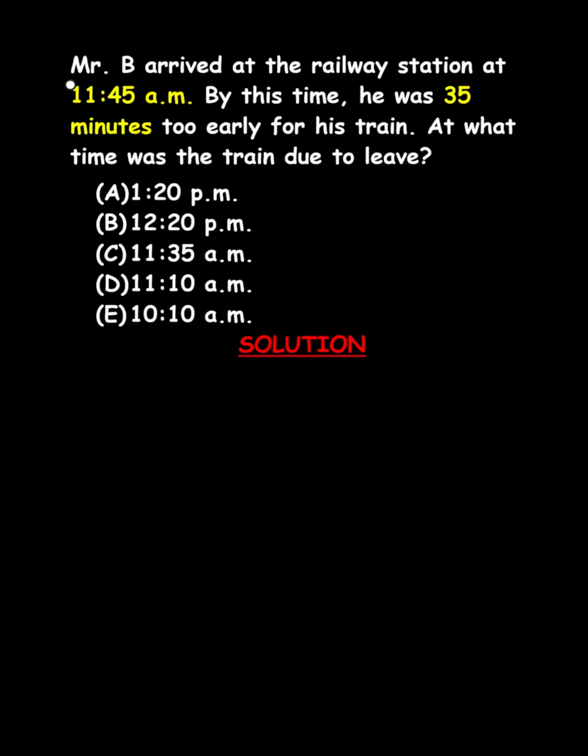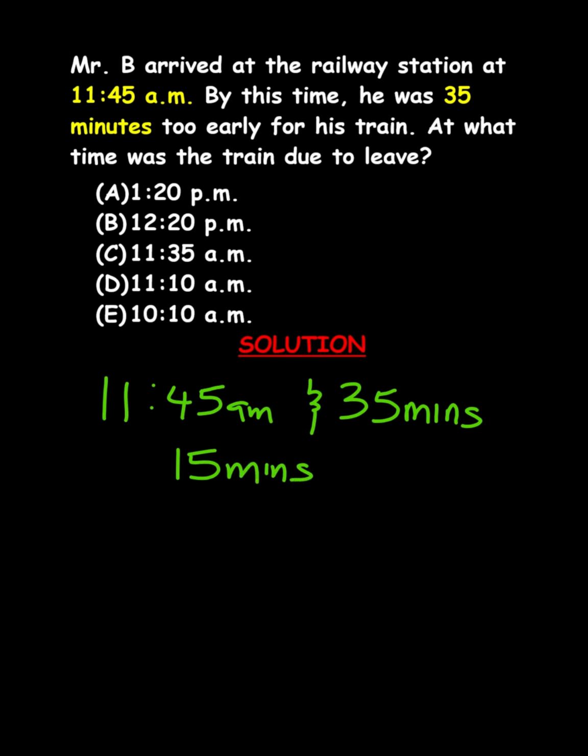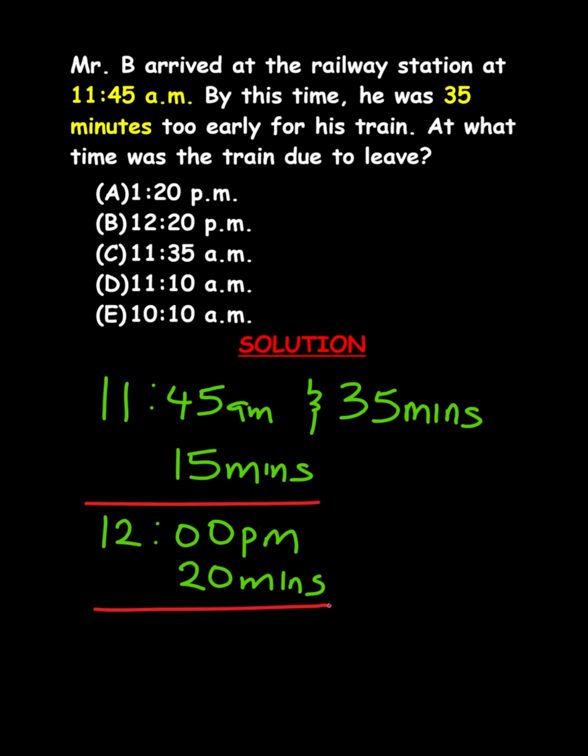Solution. If Mr. B arrived at 11:45 a.m. and was 35 minutes early, in 15 minutes the time will be 12 p.m. In an extra 20 minutes the time will be 12:20 p.m. Therefore the train is due to leave at 12:20 p.m. The correct answer is B.